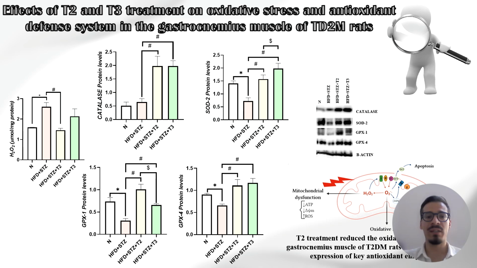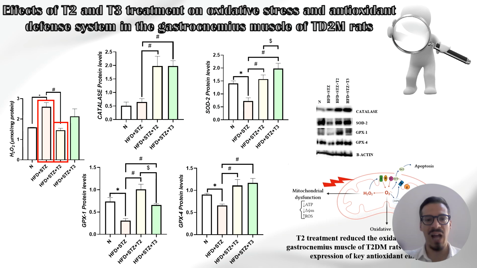To investigate whether T2 and T3 exert antioxidant effects in skeletal muscle, we evaluated H2O2 levels, the hydrogen peroxide levels, a marker of oxidative stress, together with the expression of the major antioxidant enzymes. Diabetic rats showed a significant increase in H2O2 levels compared to the normal control animals, indicating an enhanced oxidative state. Treatment with T2 markedly reduced H2O2 levels with respect to the HFD plus streptozotocin group, while T3 did not exert a significant effect.